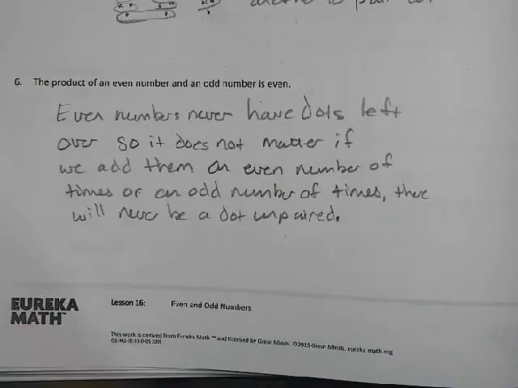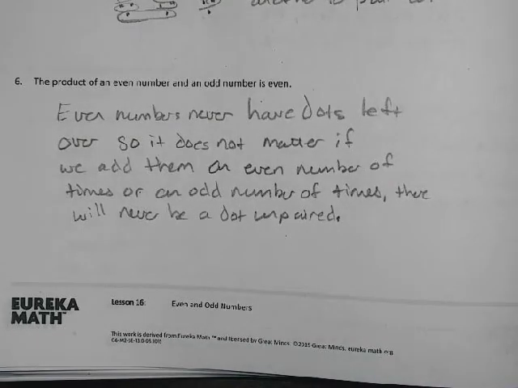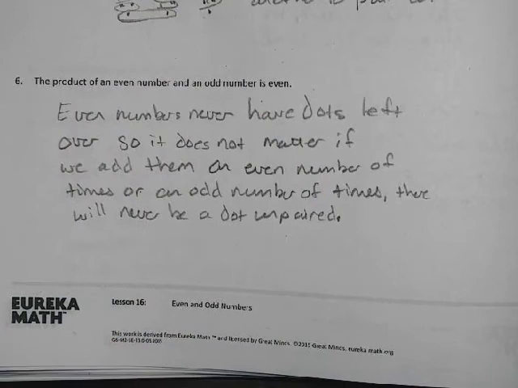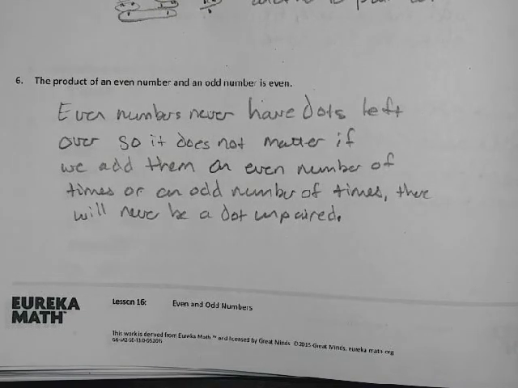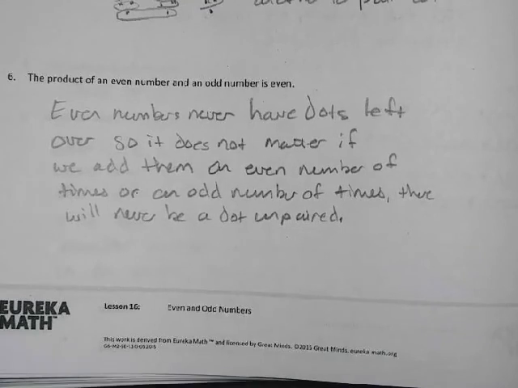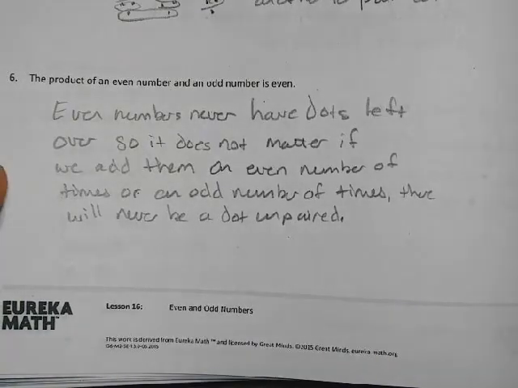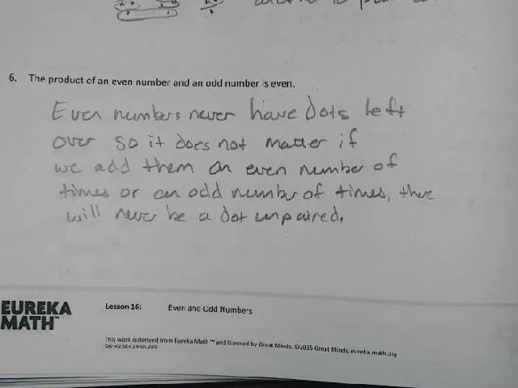And your last question is the product of even numbers and an odd number is even, which is true because even numbers never have dots left over, so it does not matter if we add them an even number of times or an odd number of times, there will never be a dot unpaired. Now I want you to go ahead and get your problem set, and I want you to do everything, both sides, and then turn it in.